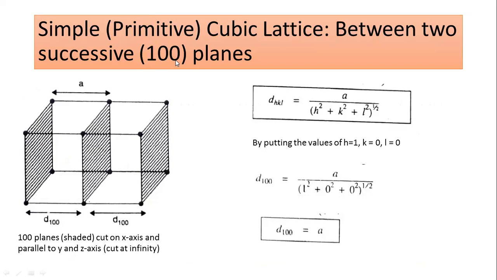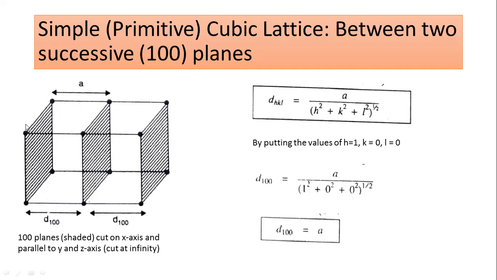So what does it mean, 100? This is the H, this is K, this is L, and you have learned in detail how to get all these Miller indices in one of the lectures. Here I'm just going to explain a little bit: this 1 means the plane is going to cut on the x-axis, and 0 means the plane is parallel to the y and the z-axis. That means it would cut at infinity, and 1 over infinity is equal to 0. This is the way you will get the HKL values. If you need further information, please do watch the video again, in which we explained in detail how to calculate the Miller indices.